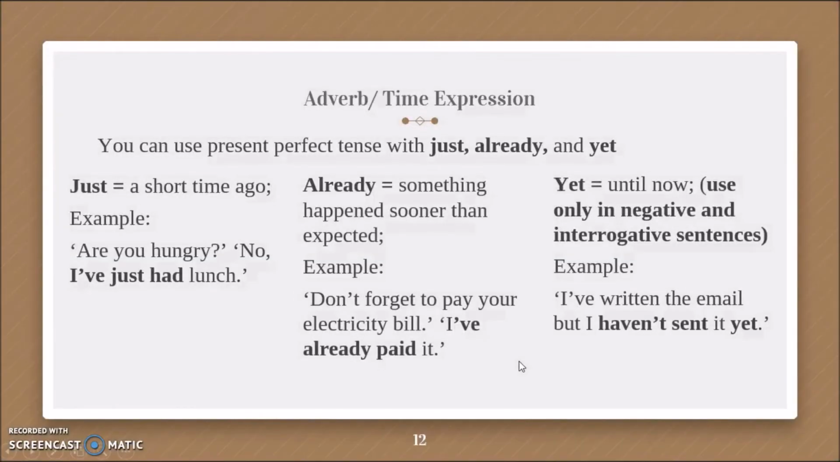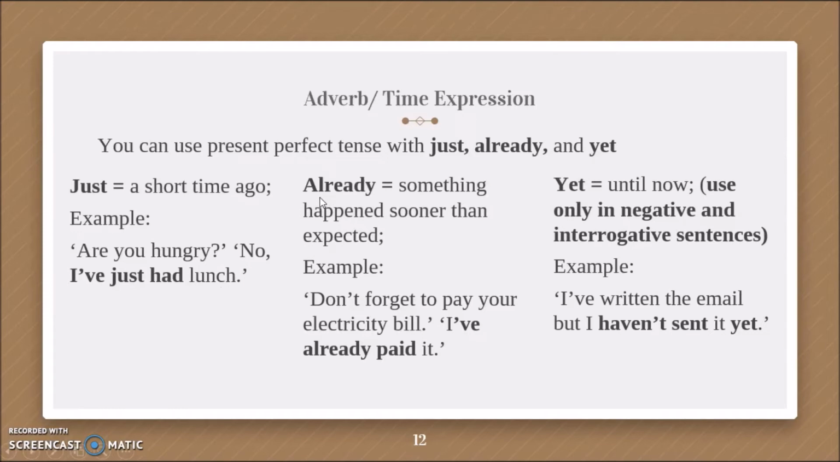For your information, there are several adverbs or time expressions that we can use in present perfect. Those are just, already, and yet. Just means a short time ago. For example, are you hungry? No, I've just had lunch. I've just had lunch showed that we are completely full because we've just eaten something for lunch.